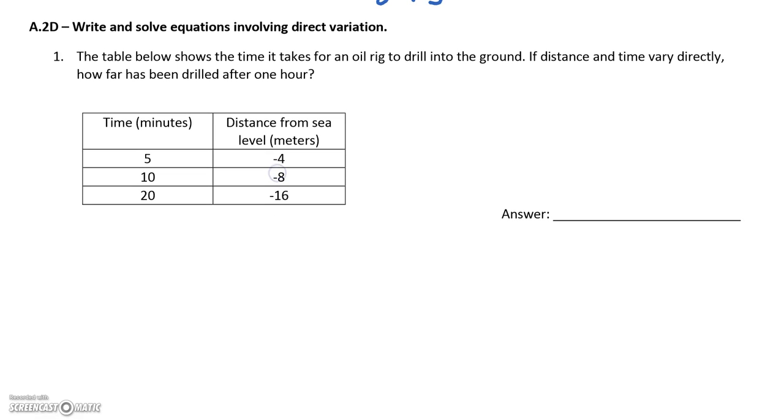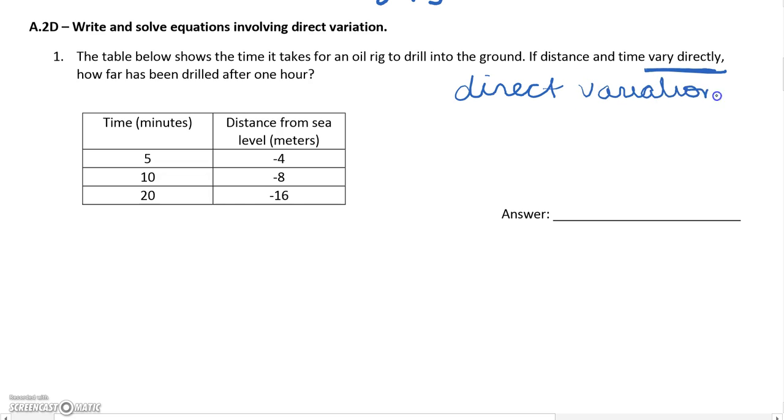Okay, next one says, the table below shows the time it takes for an oil rig to drill into the ground. Its distance and time vary directly. How far has been drilled after 1 hour? So this is direct variation. And we're trying to figure out after 1 hour. So this is in minutes, so 1 hour would be 60 minutes, and you have to figure out what goes with 60. So on this one you can just use stat, and you'll get an equation. And then with that equation, you put it into y equals, and then just scroll down to 60 and see what you get.